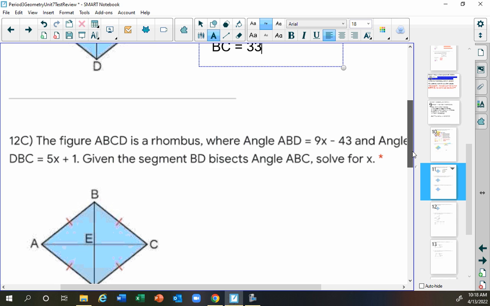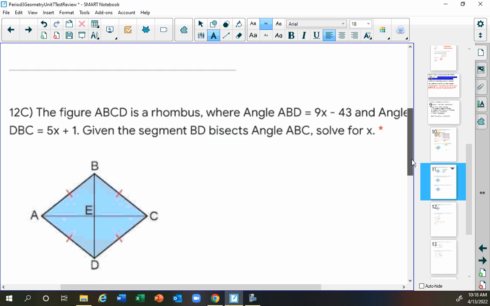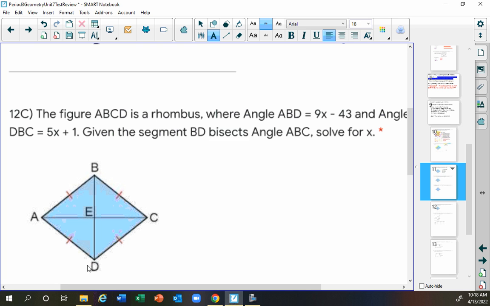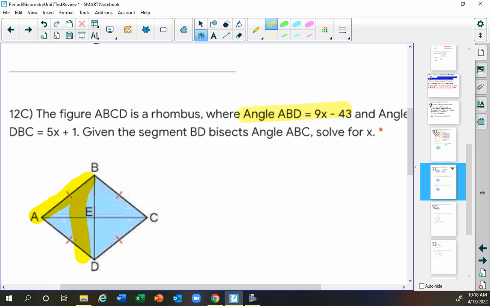All right, now, here's where things get a little different. This one here says angle ABD. I'm going to highlight that for you. AB, start at A, go up to B, and then you go down to D. So it's this angle right here. Let me highlight ABD. A to B, and then B to D. There's your angle ABD.